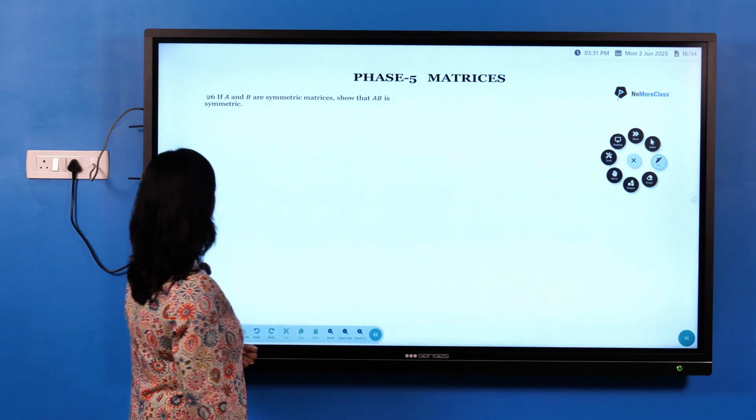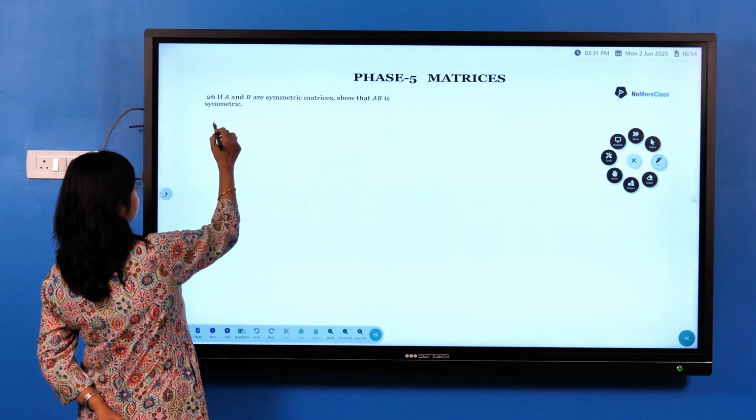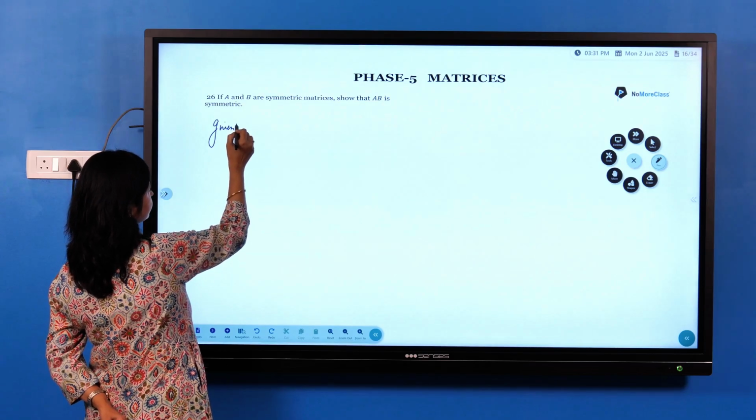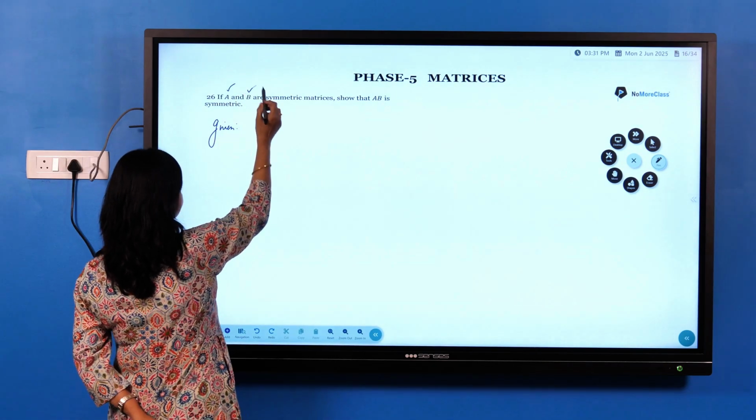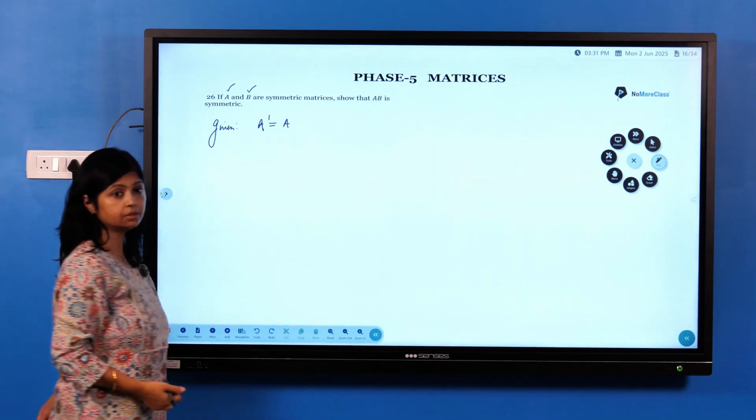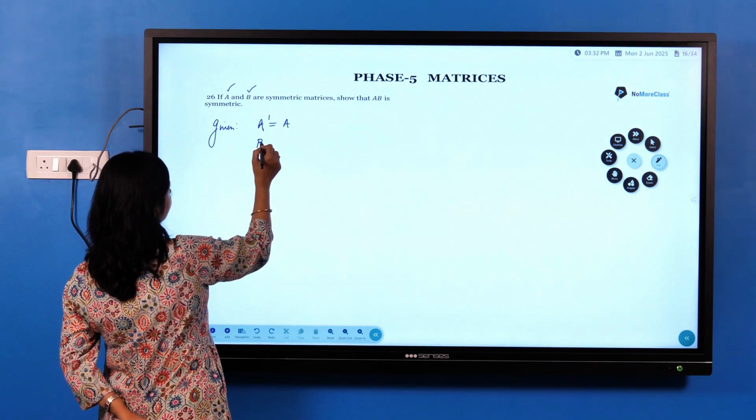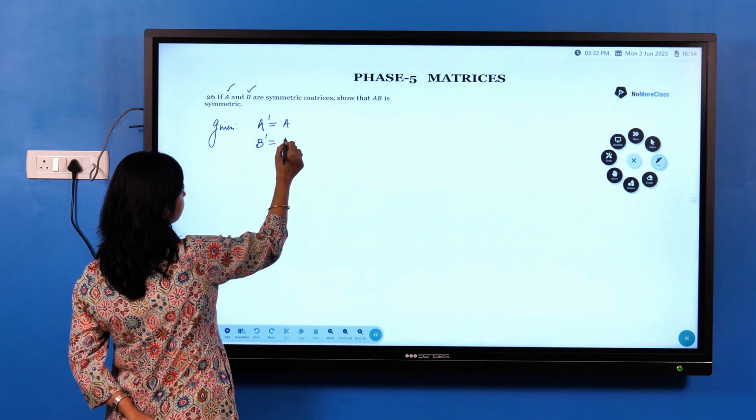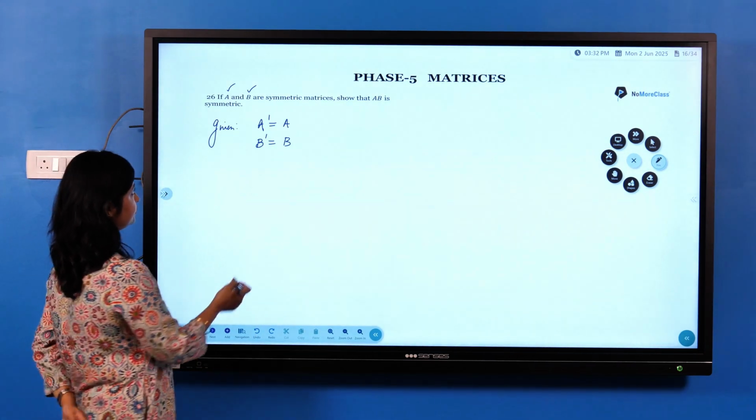Okay. So let's look at how to approach such a question. First of all, we look at what is given to us, the data that is given to us. It is told to us that A and B are symmetric. That means A dash is equal to A, meaning transpose of A is equal to the matrix itself, and B transpose is equal to B. So this is according to what is given to us, the definition of symmetry.